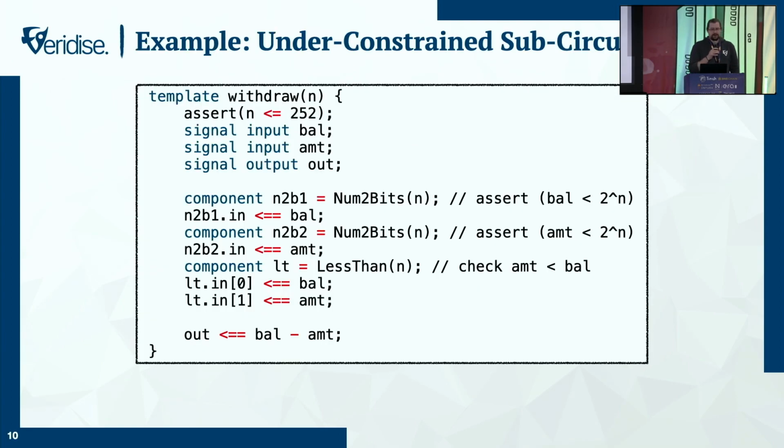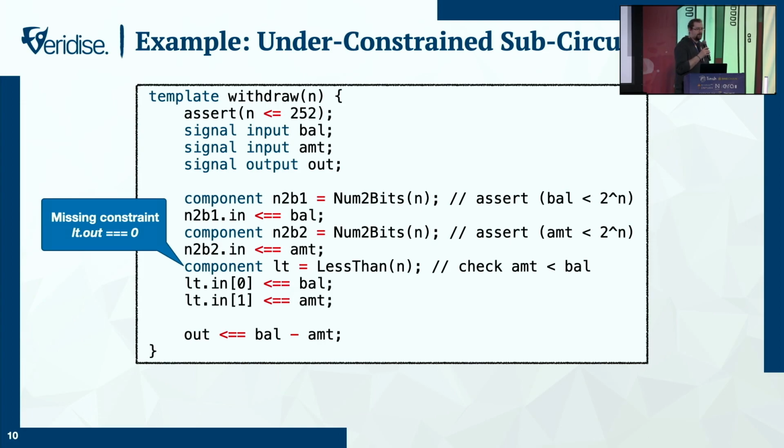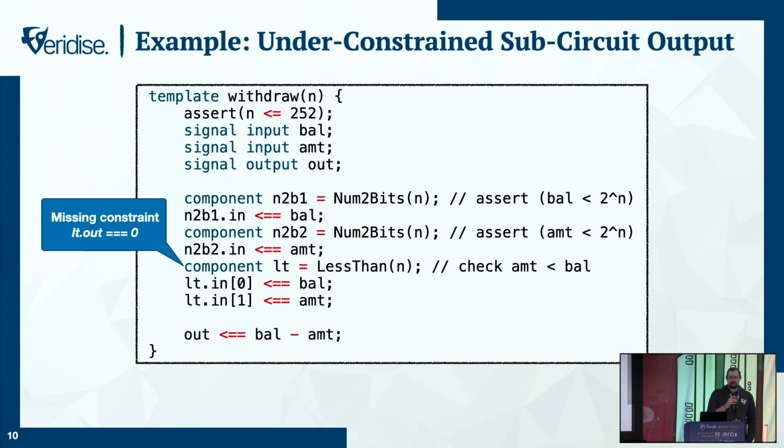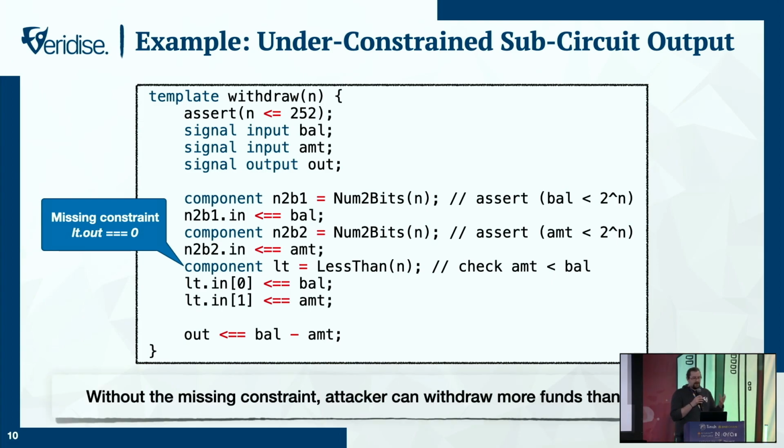So let's take a look at this example. Basically in this case, someone has a circuit where they're trying to allow people to, let's say, withdraw funds. The first thing that they do is they perform some sort of range check, which is great, and then they check to make sure that the amount that someone is trying to withdraw is less than the balance. However, one thing that they did not do is they're missing a constraint on the output of this LT circuit. The reason why that matters is because without a constraint on that output, there is no actual relationship being checked between bal and amount. In this case, it would allow an attacker to withdraw more funds than they should be able to, essentially causing an underflow in that computation performed down at the bottom.